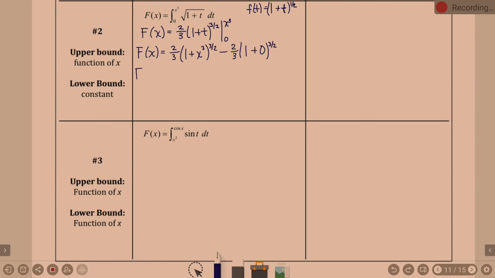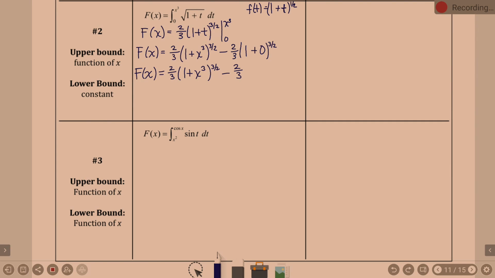Did you say you're going to leave it there? There's not really much you can clean up other than the very end. So 2/3 times 1 plus x cubed raised to the 3/2, minus 1 plus 0 is 1. 1 to the 3/2 is still 1, times 2/3 makes it 2/3. Okay, that's fun.